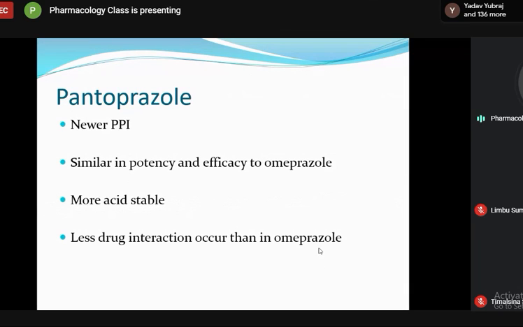Pantoprazole, which is a newer proton pump inhibitor, has similar potency and efficacy to omeprazole, and is more acid stable. It has been found to have fewer drug interactions than omeprazole.